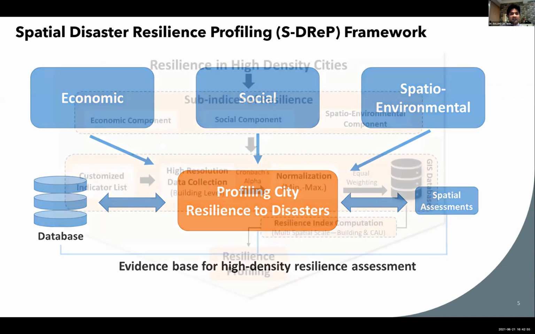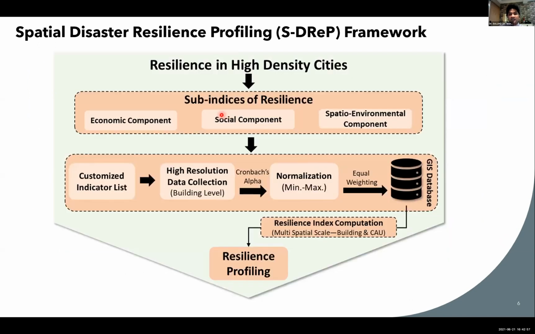So we start with the sub-indices or subsystems refinement, and based on the literature review we came up with an economic component, a social component, and a spatial environmental component. Based on these different components or subsystems, we customized an indicator list, collected building-level data on all these indicators, normalized it from 0 to 1, and used the geodatabase to compute a resilience index, and then did some analysis and resilience profiling.